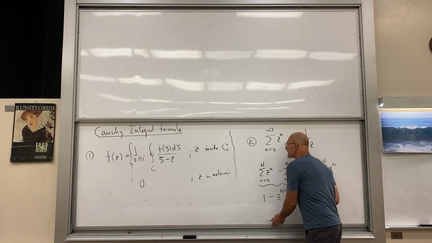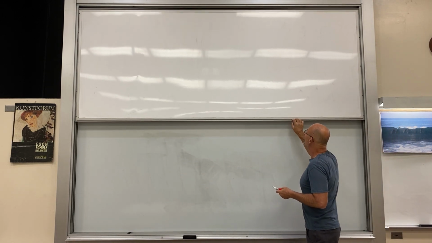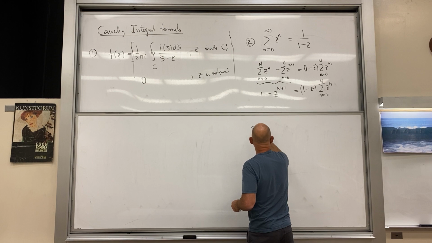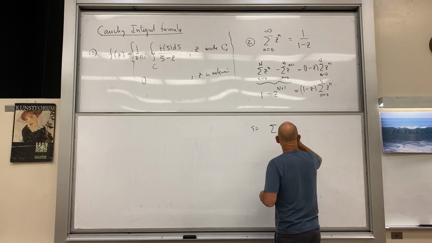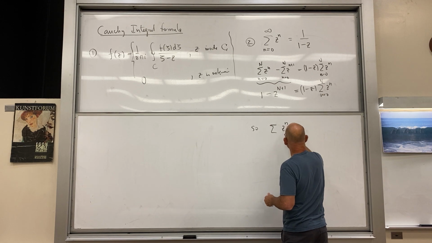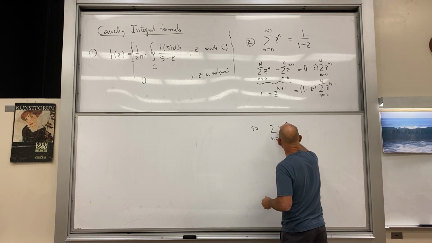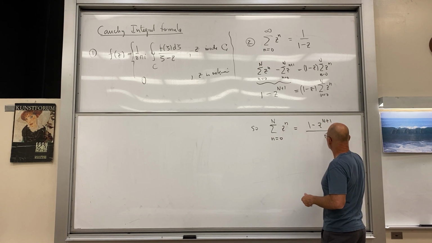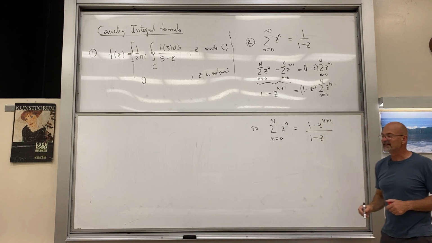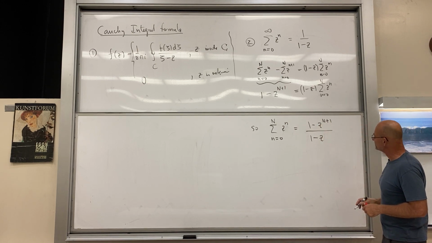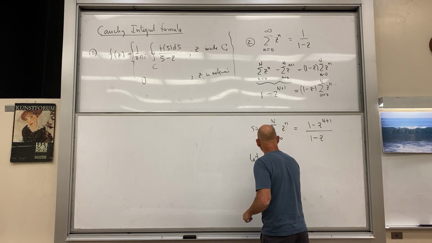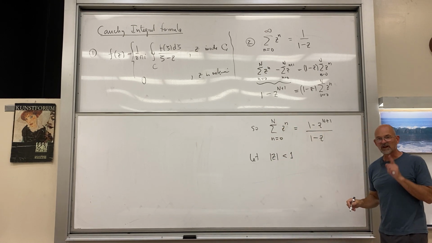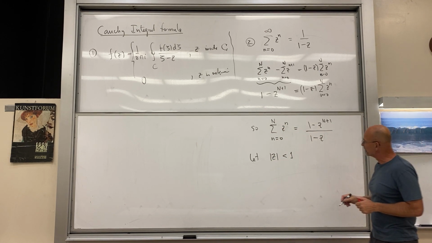And I'll continue down here. Just a fact, so the sum over z to the n, n equals 0 to capital N, is equal to 1 minus z to the N plus 1 divided by 1 minus z. And now we just want to take the limit n goes to infinity. Now let the magnitude of z be less than 1. It's a complex number now, less than 1 in magnitude.